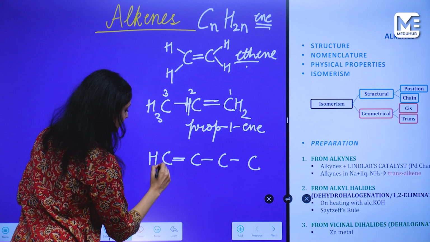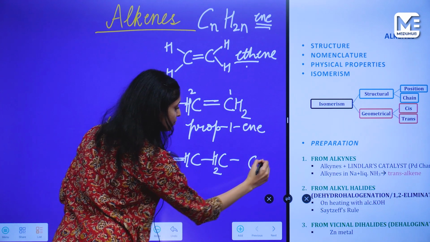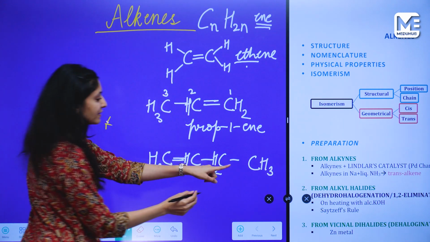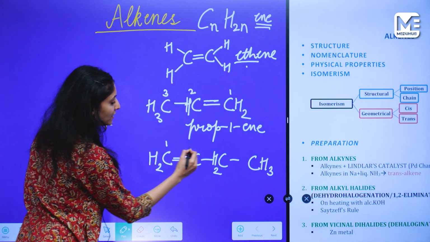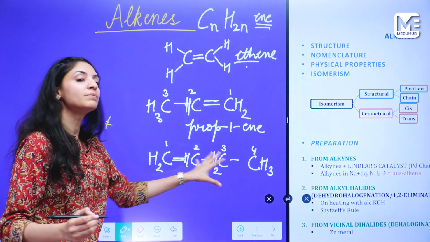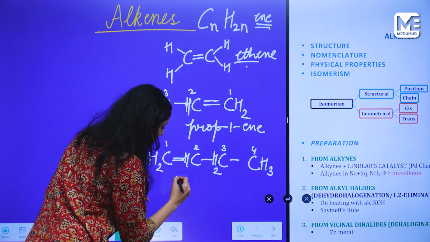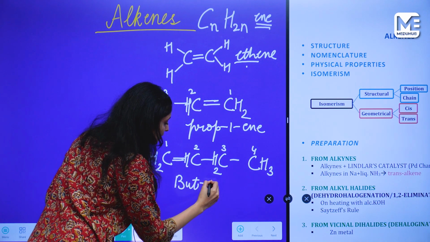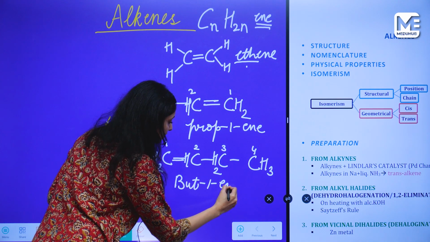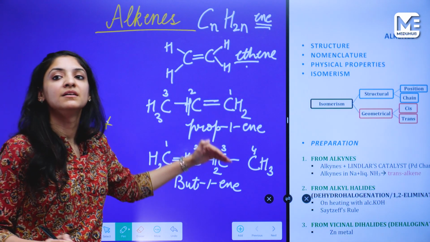Similarly, if we have a 4 carbon chain and a double bond here, CH, CH2, CH3. We will start numbering from this side. 1, 2, 3, 4. There are 4 carbons, so it's a butene. The double bond is at the first carbon, so we will say but-1-ene. Right? This is how we name simple alkenes.